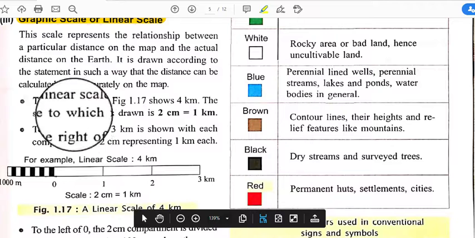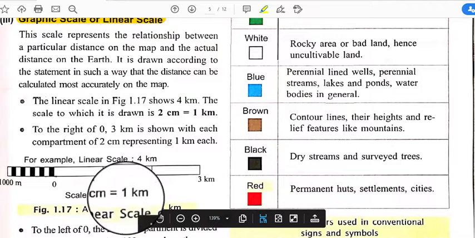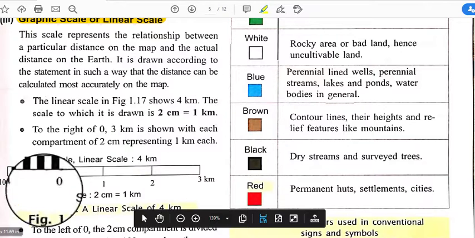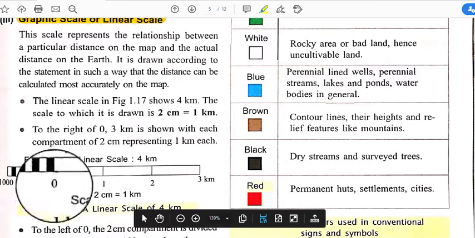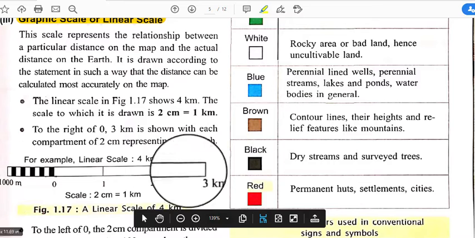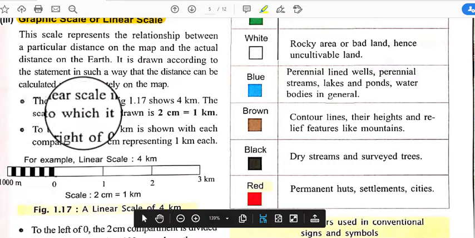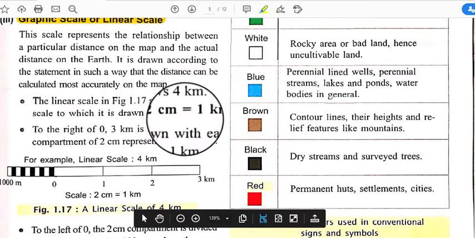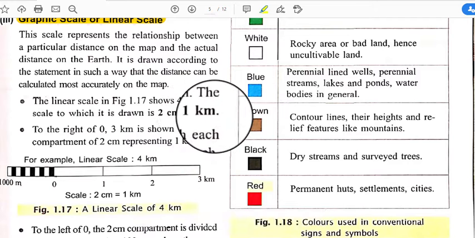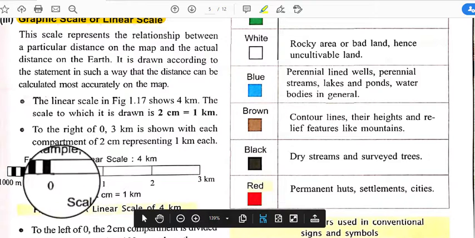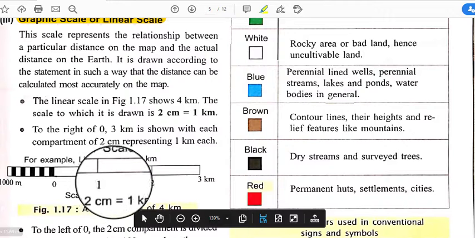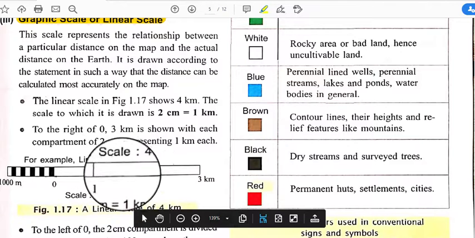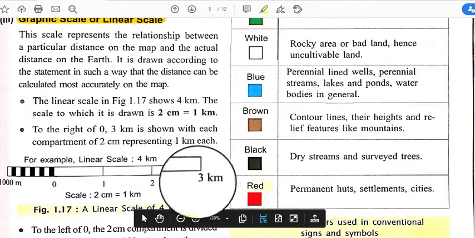Here you can see the linear scale figure 1.17 shows 4 kilometer. Here you can see 1, 2, 3, 4, here 3 kilometer and here 1 kilometer, that means in total 4 kilometer, and the scale in which it is drawn is 2 centimeter equals 1 kilometer. So you can see that every 2 centimeter there is a value 1, and after 2 centimeter 2, that means 2 centimeter represents 1 kilometer.